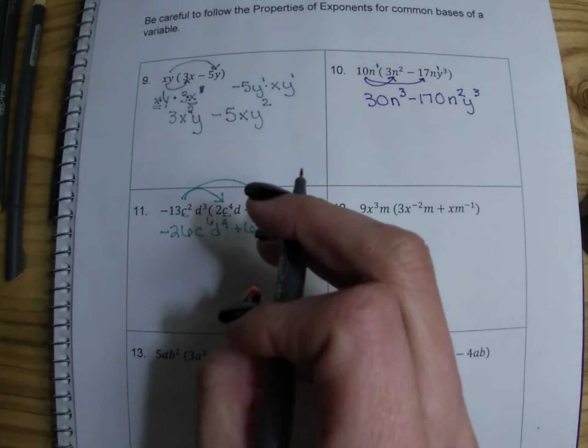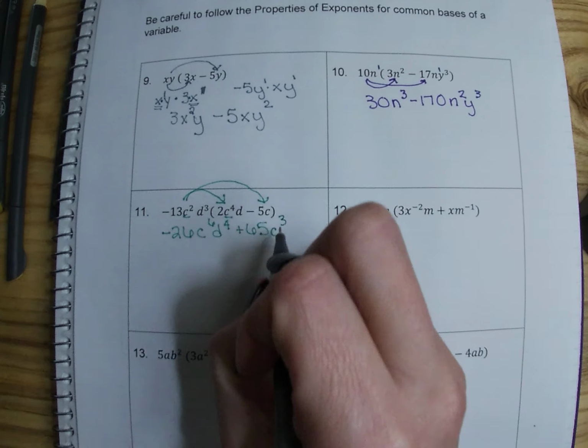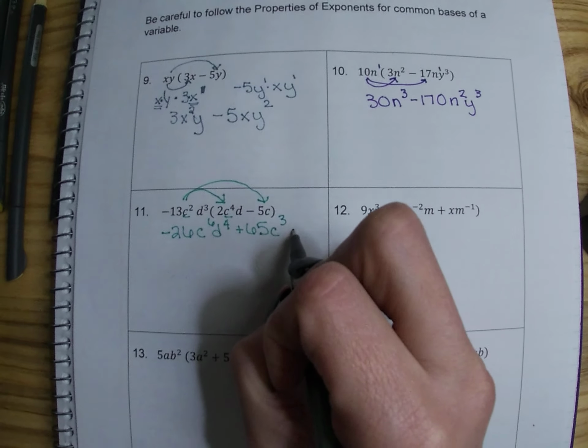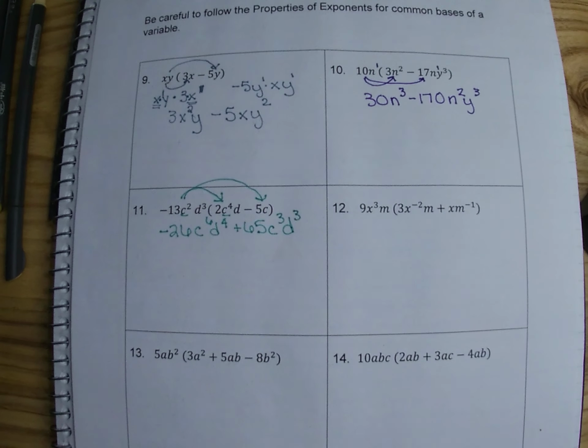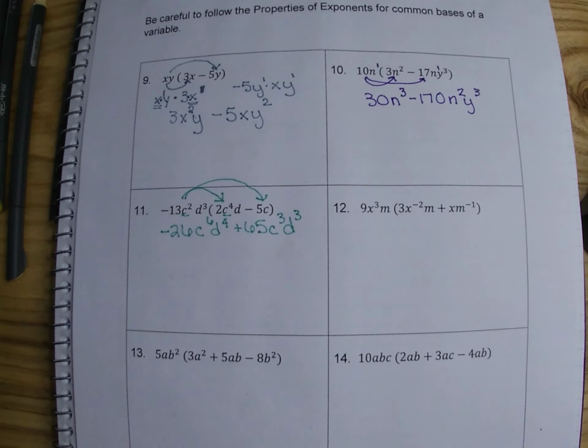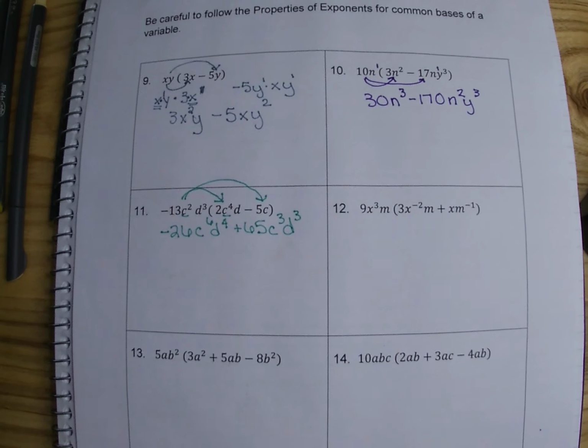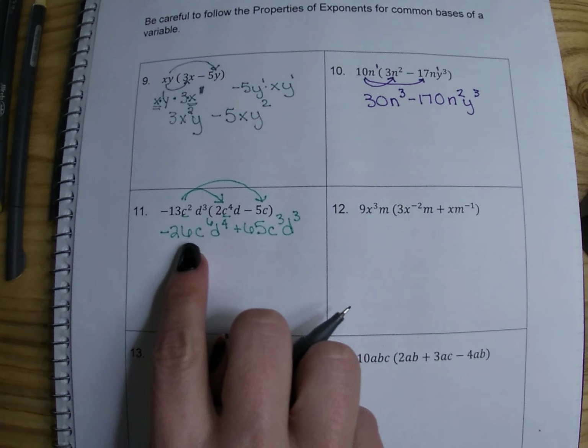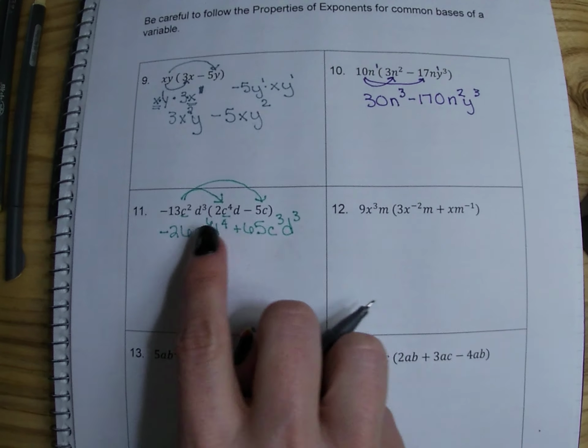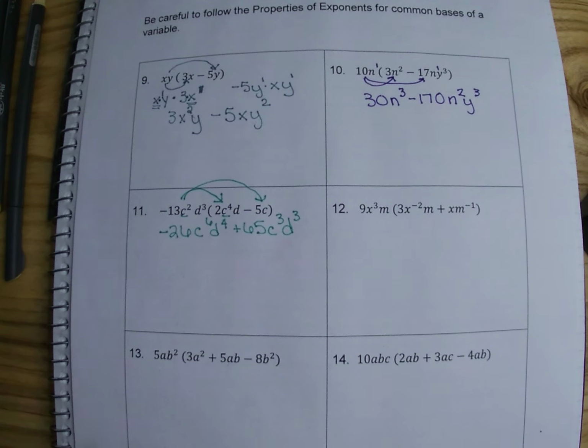C squared can go with the C, and that will give us a C to the third. And that D to the third just can't get left behind. It's still part of that answer. These cannot be added or subtracted, right? These exponents aren't the same, so since they're not matching, we cannot combine those like terms.